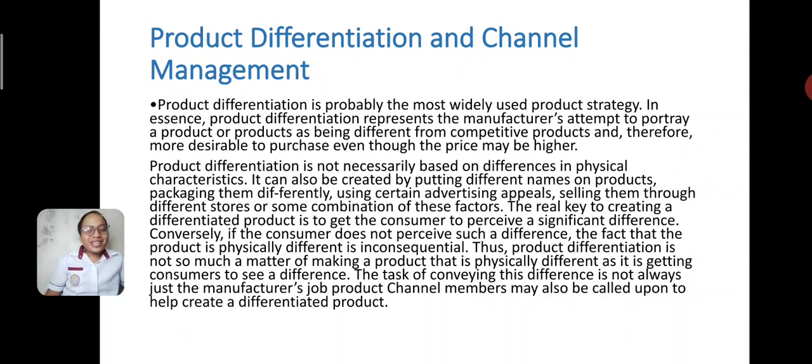Using certain advertising appeals, selling them through a different store, or some combination of these factors. The real key to creating a differentiated product is to get the consumer to perceive a significant difference. Conversely, if the consumer does not perceive such a difference, the fact that the product is physically different is inconsequential. Product differentiation is not so much a matter of making a product that's physically different as it is getting consumers to see a difference. The task of conveying this difference is not always just the manufacturer's job. Product channels may also be called upon to help create differentiated products.